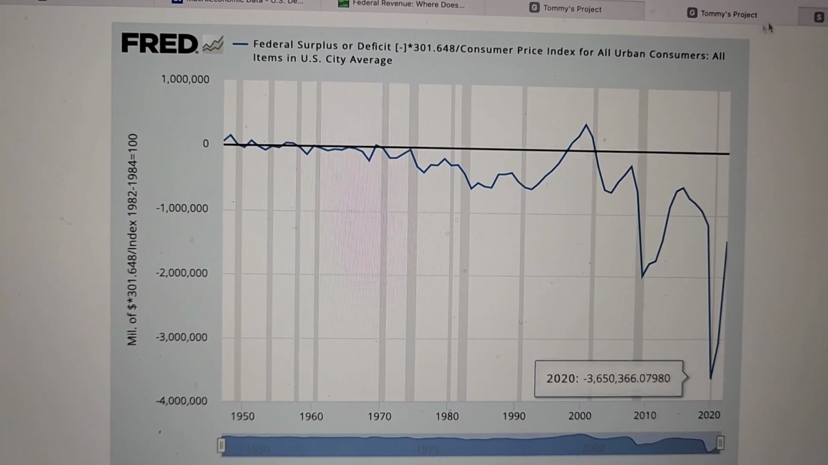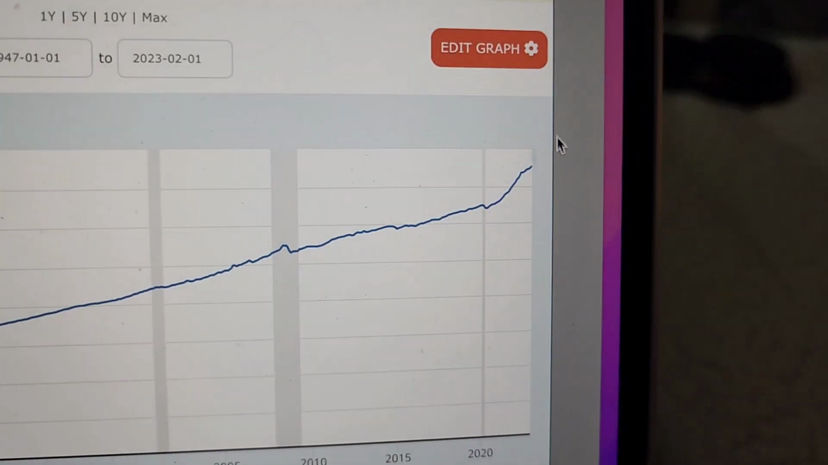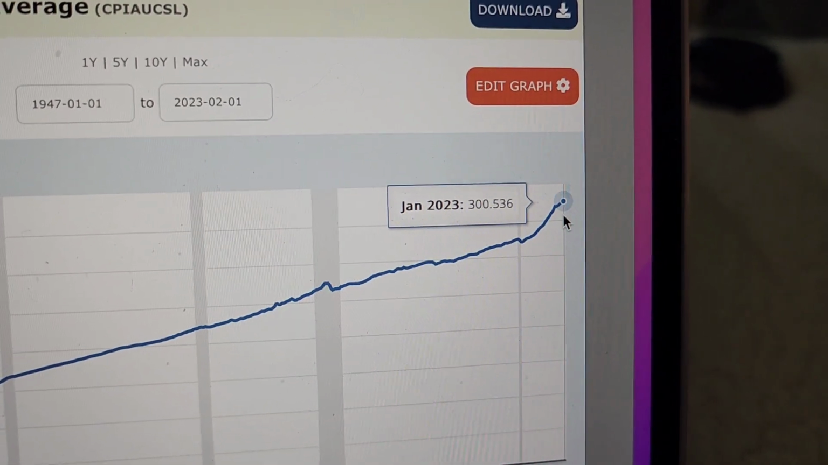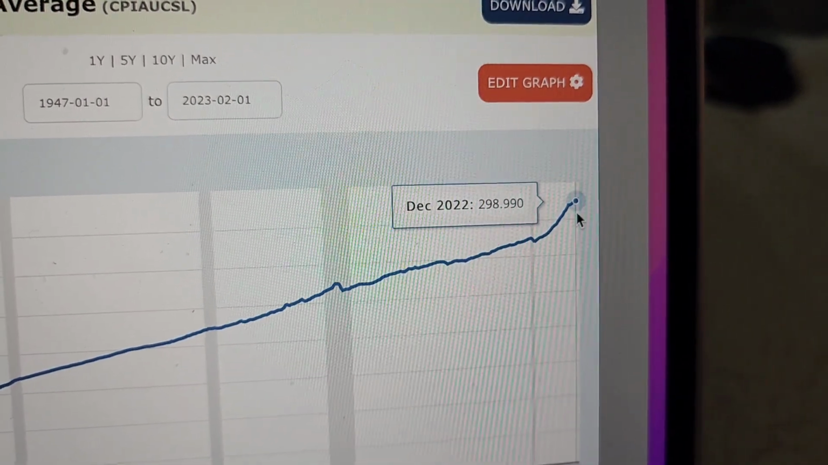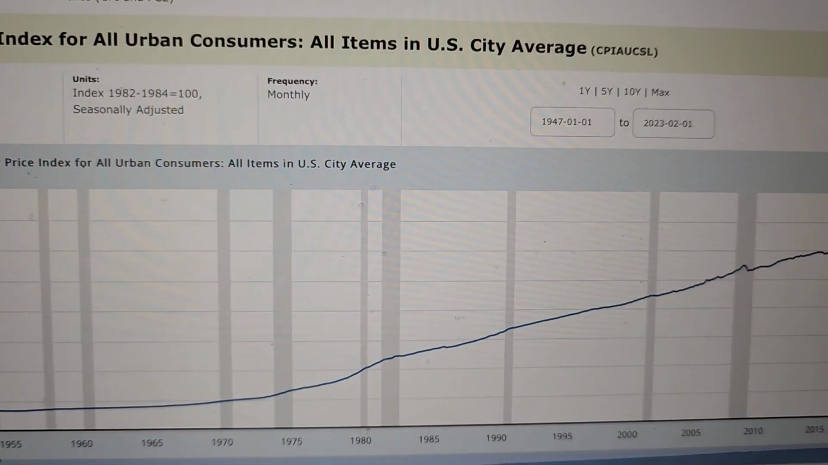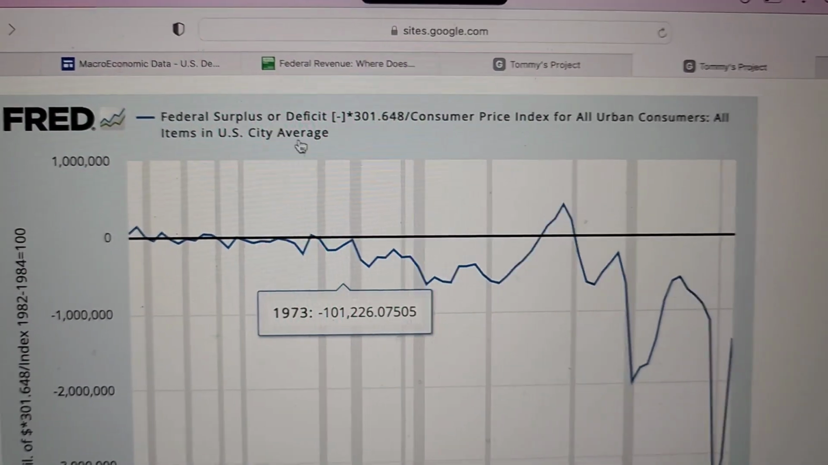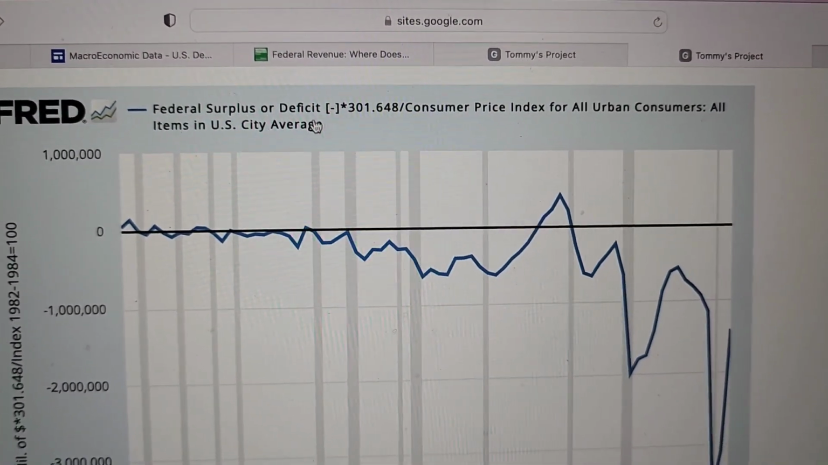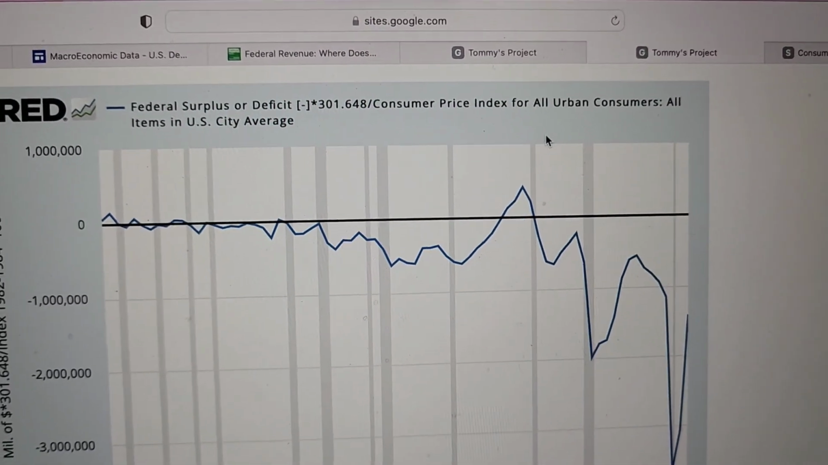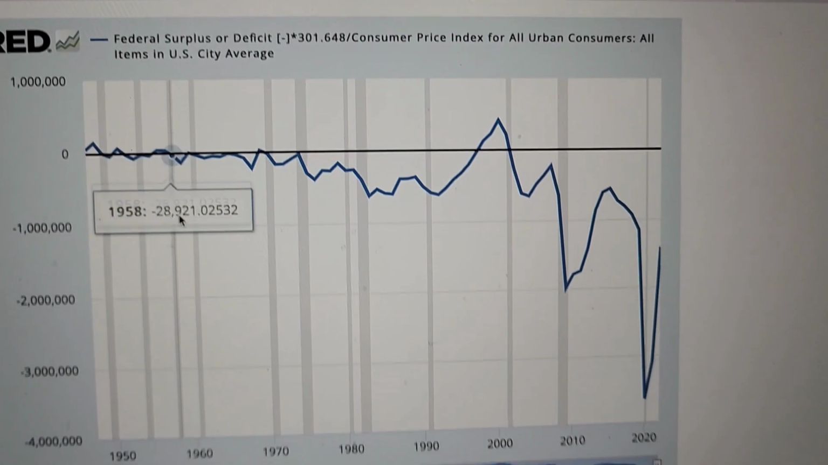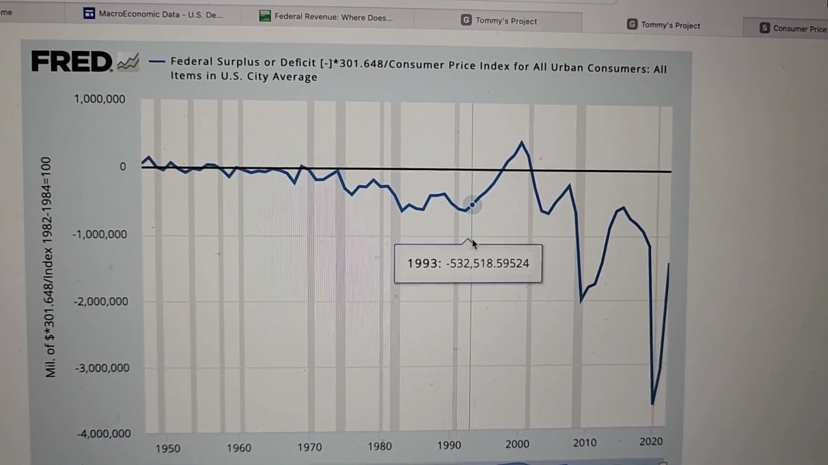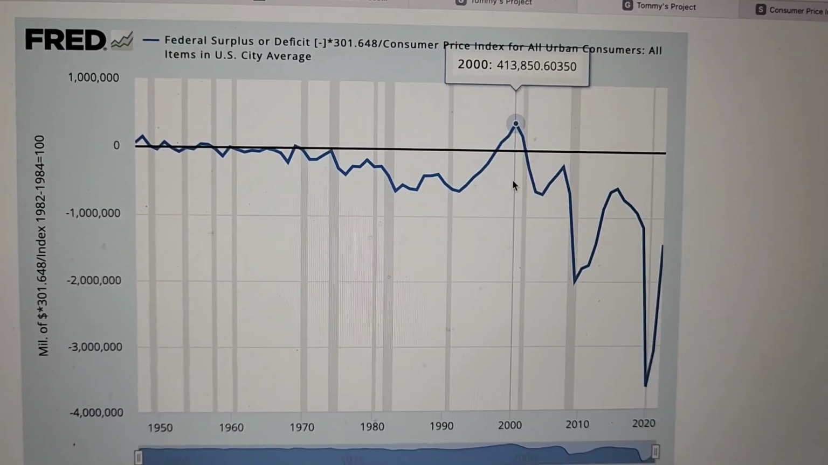The CPI I took on this graph here, I took the CPI for February 2023, which was 301.648. So on this graph, the federal surplus or deficit from the last graph is multiplied by 301.648 divided by the CPI for any given year. So now each point on this graph is adjusted for inflation.